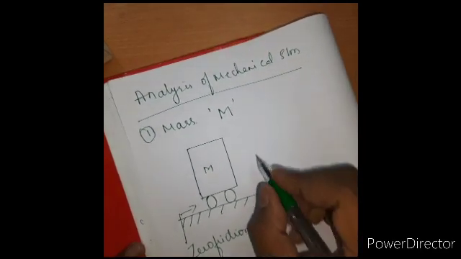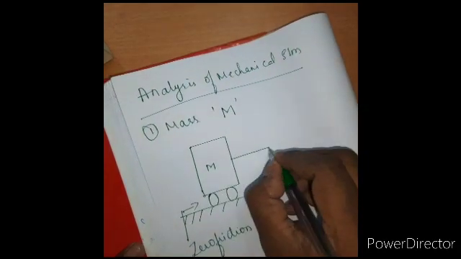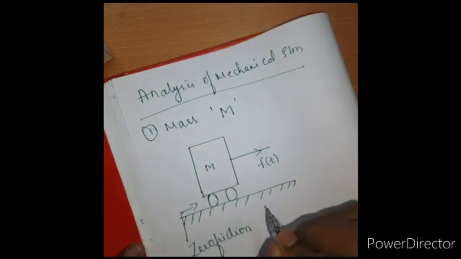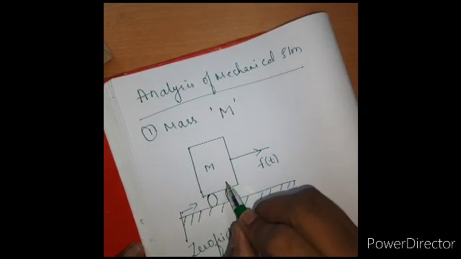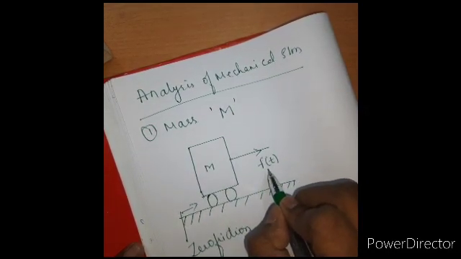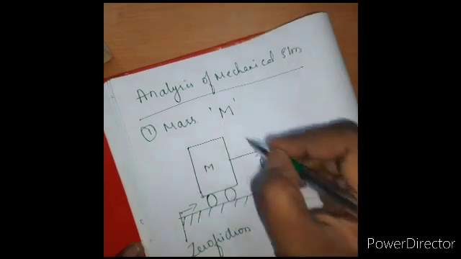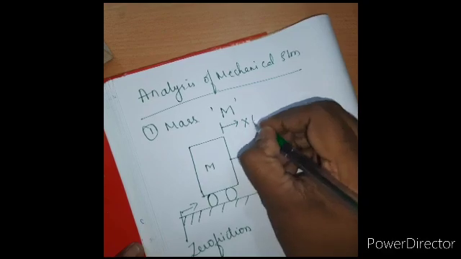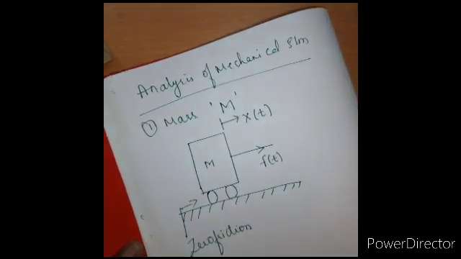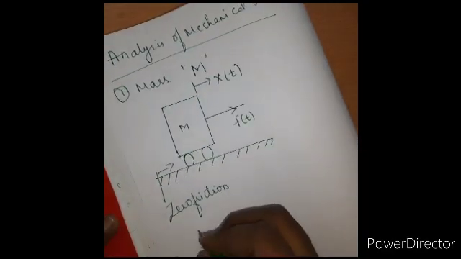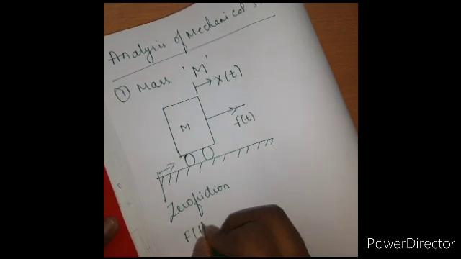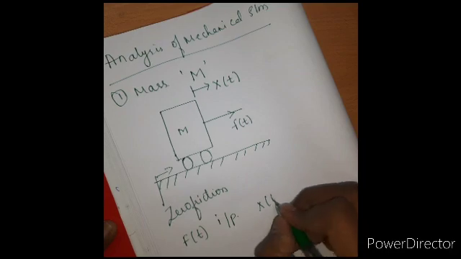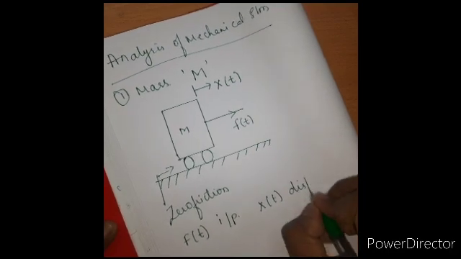Now what I will do? I will pull this mass by giving an input force of f of t. When I pull this mass, we will have a displacement of x of t. So what does it mean? f of t is the input, x of t is the displacement.